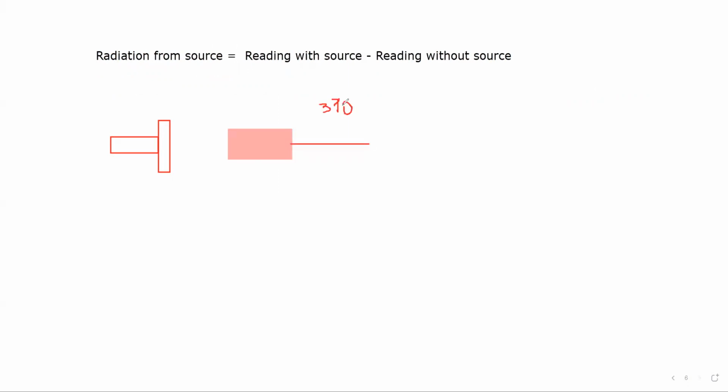For example, first I will have a radioactive source and I place a detector in front of it and record the radiation. So radiations coming out are 370. Then I remove the source, I just place the detector and record the radiations again. It is coming out 30. The question is, how many radiations are actually from the source?